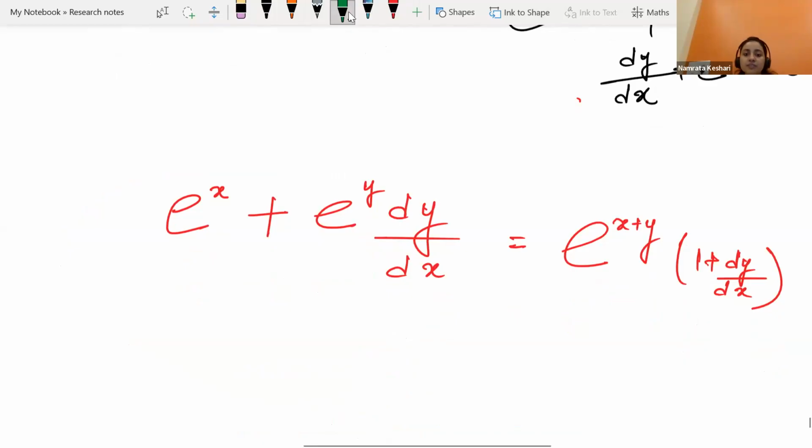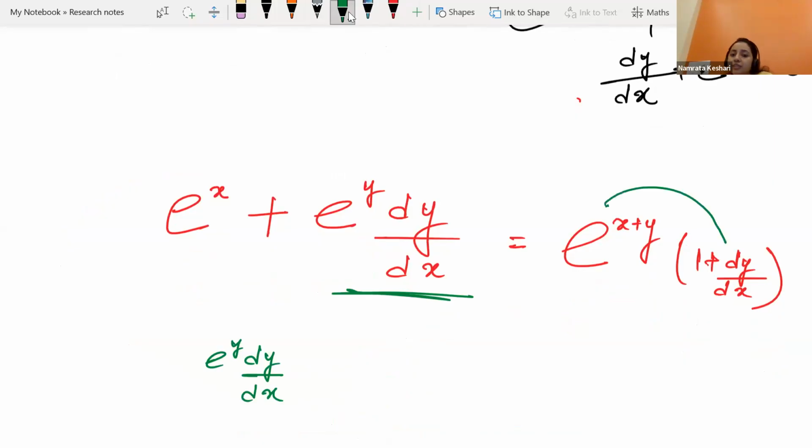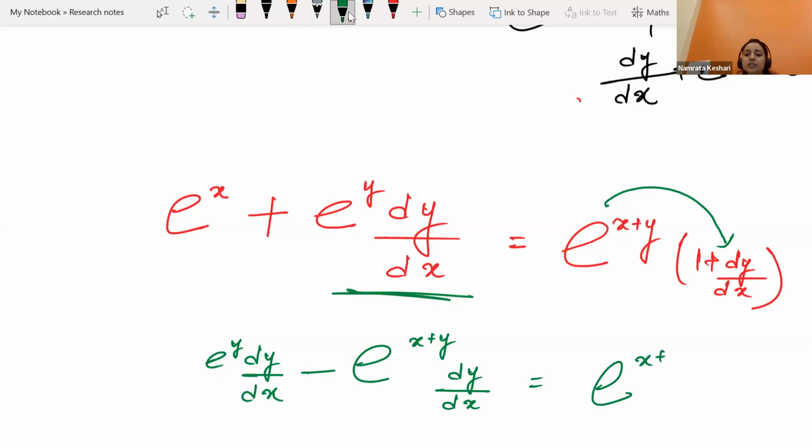We can see this term is having d by dx. So e to the power y is having d by dx, and from the other side we will be getting one d by dx. That is, if this complete will get multiplied with the second term, that will be having d by dx, right? Yes, ma'am. So we can write minus e to the power x plus y d by dx, is equals to e to the power x plus y minus... Fatima, what will be there?